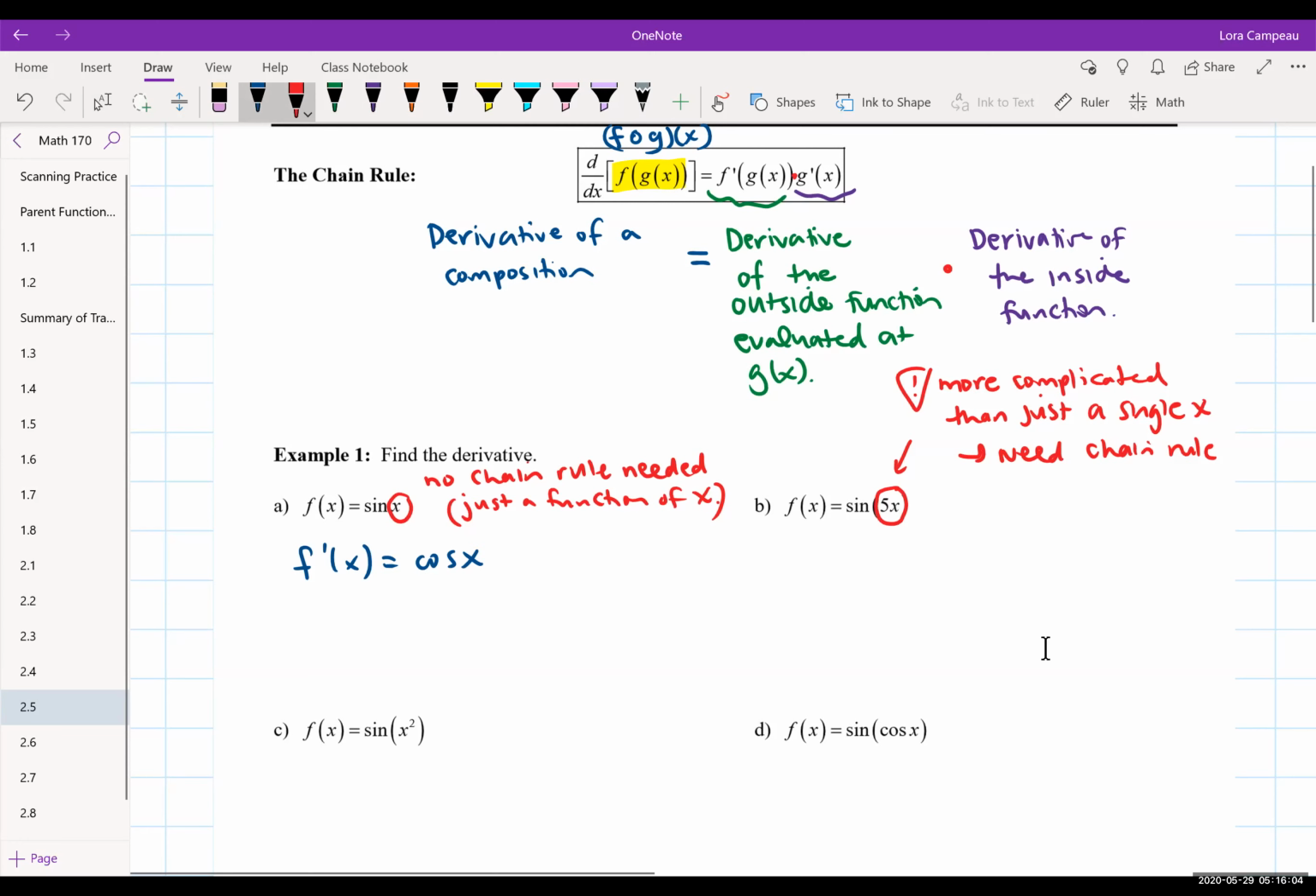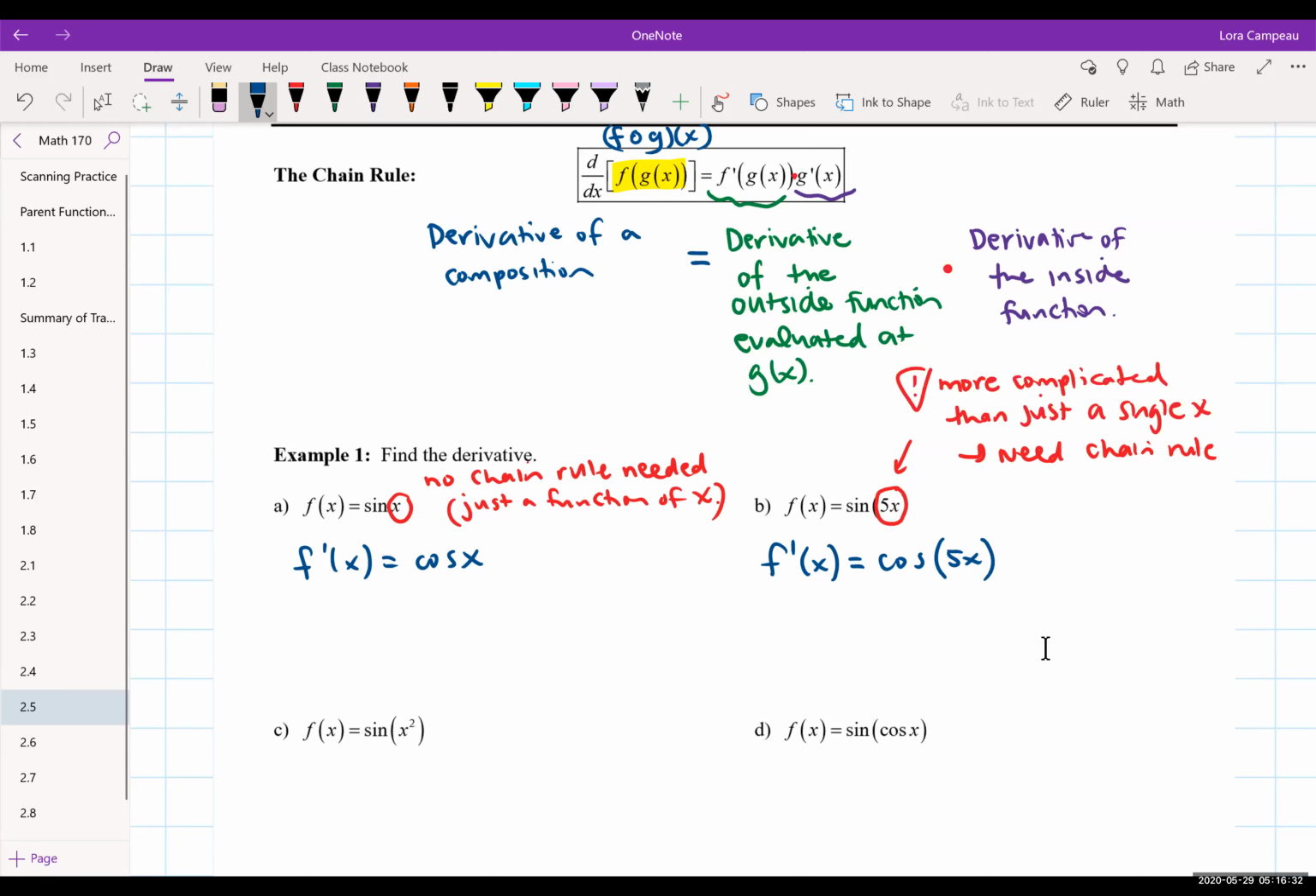We understood from part A that the derivative of sine of something is cosine of something. And when I keep saying something, it's because we have more than just a single x. So the derivative of sine is cosine, but make sure we're using the same argument.